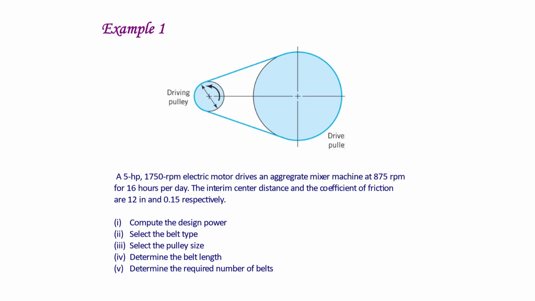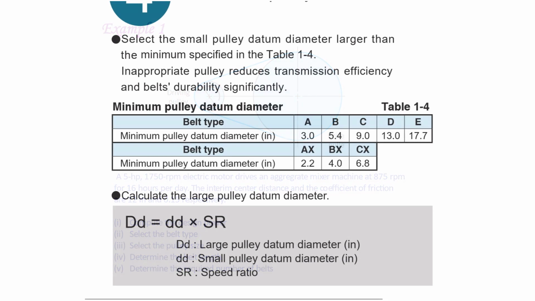Since we have already selected type A for our belt, we will refer to table 1.4 on page 3, as shown here. If we look at this table, in this area we have the minimum pulley diameter for each section type A, B, C, D and E. Logically, since type A has the smallest cross section, the minimum pulley datum diameter is the smallest compared with the other types. Since we have selected type A, we will use the diameter of 3 inch.